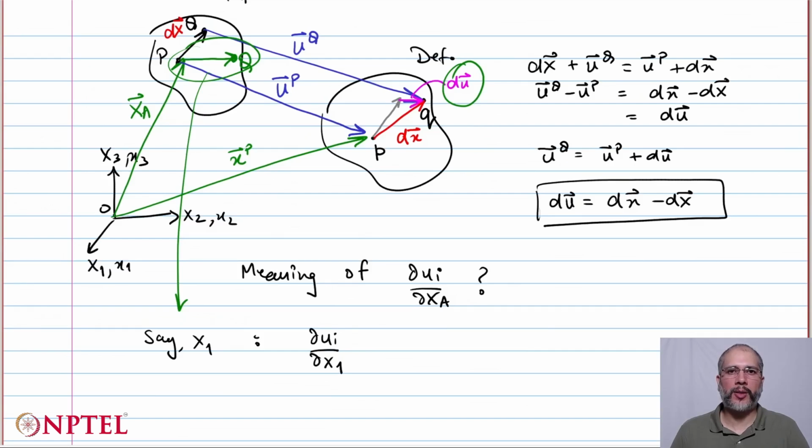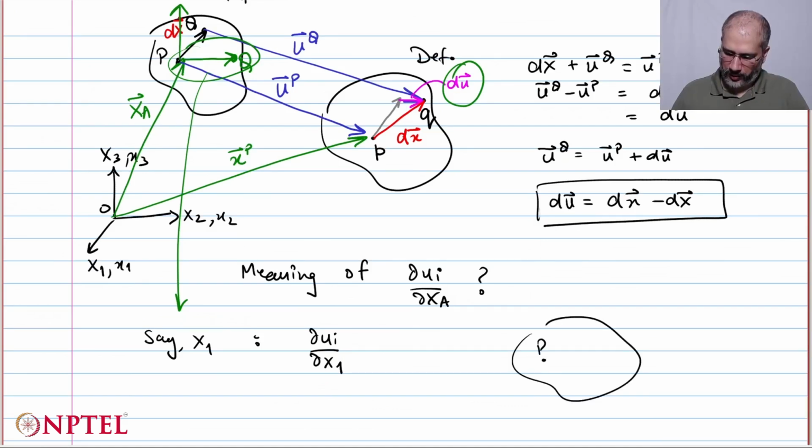Now ui is just one component. So if you have a differential displacement du, you just find the component of that and that becomes del ui by del capital X1. Similarly, if you're talking about del ui by del capital X2, we go in the x2 direction, find a point Q, and then do the same thing. We find a small q in the deformed configuration and get the differential displacement du and get its component, and then we basically have to divide this du with the dx1 or dx2 or whatever component we have.